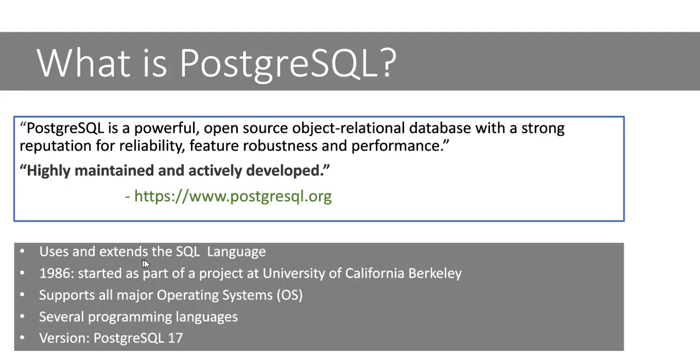There are some key facts we need to understand about PostgreSQL. It uses and extends the SQL language with many features. As for its origin, it dates back to 1986, when it was started as part of a project at the University of California, Berkeley. It supports all major operating systems, including Linux, Mac, Windows. It can be used with different programming languages. As at the time of doing this video, the current version of PostgreSQL is version 17.